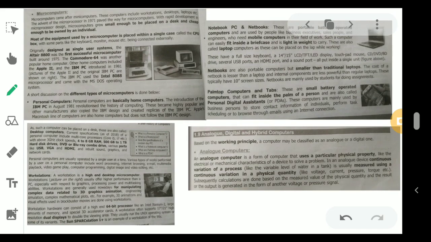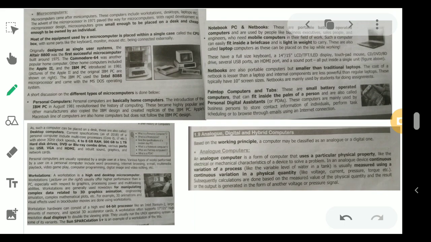A workstation is a high-end desktop microcomputer. A workstation usually offers higher performance than a PC, especially with respect to graphics, processing power, and multitasking abilities. Workstations are generally used nowadays for manipulating complex data related to 3D graphics and animations. The Sun SPARCstation 1 Plus is an example of a workstation of the 90s.